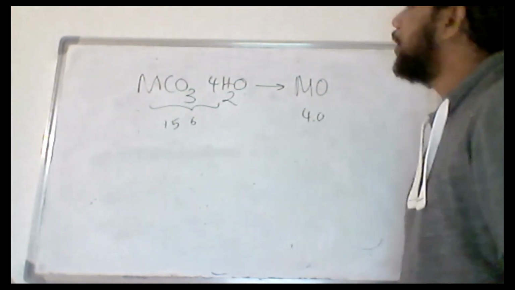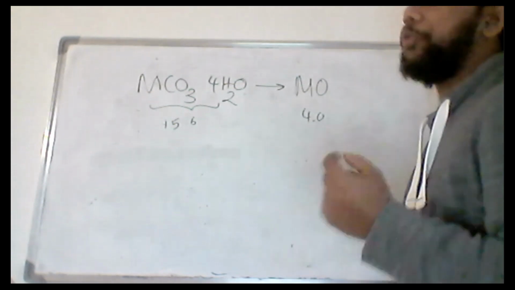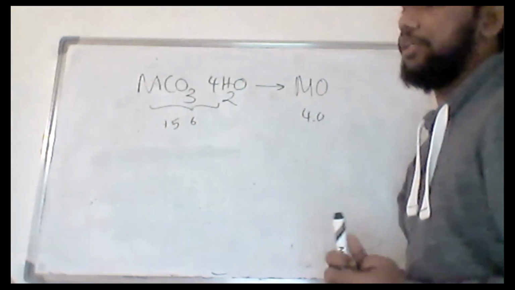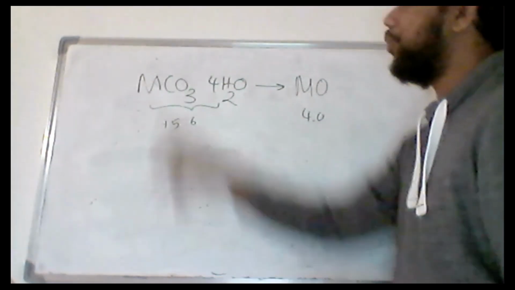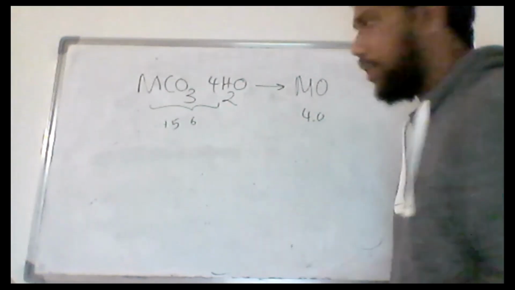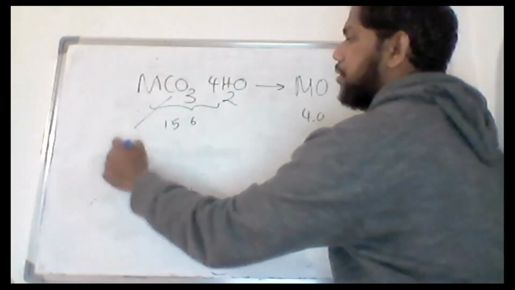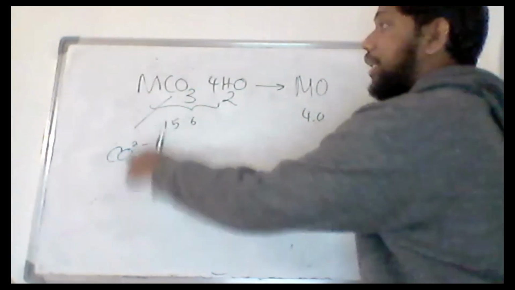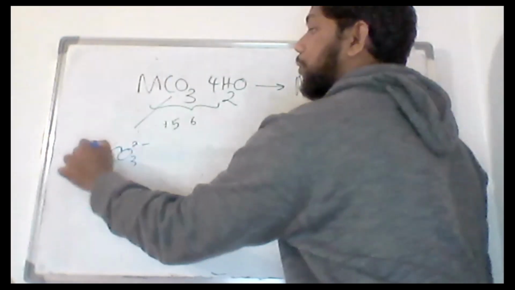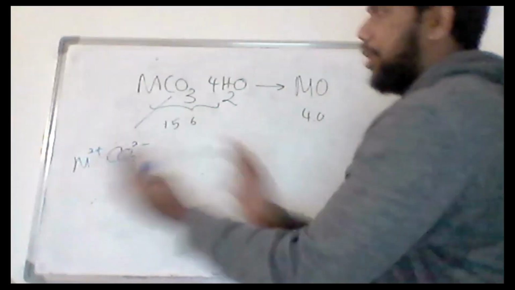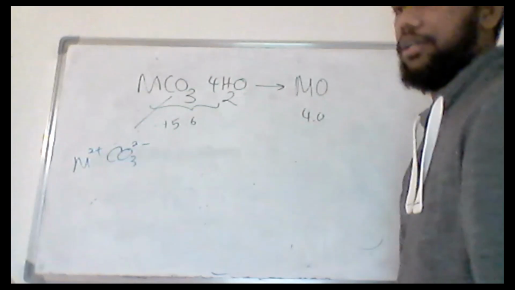Okay. So the first idea that you should understand here is this is MCO3, which means, you know, carbonate is 2 minus, right? Carbonate is CO3 2 minus. So surely M should be an M2+ element. That is when you combine it, it will be MCO3.